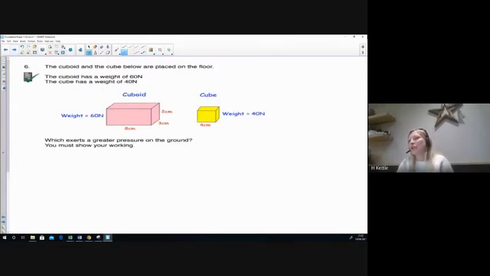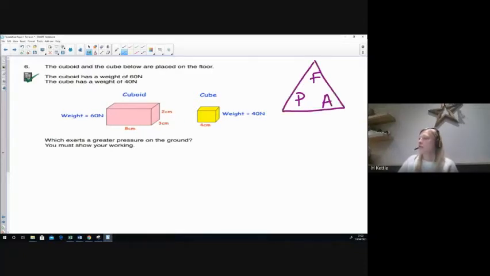Okay, the cuboid and the cube below are placed on the floor. The cuboid, that's the pink one, has a weight of 60 newtons, and the cube has a weight of 40 newtons. Which exerts, so which gives, a greater pressure on the ground? You must show your working. For this, we need the formula pressure, force, area. So it's another triangle to remember. Pressure, force, area. If I want the pressure, I'm going to cover that up and do the sum that's left behind. So that would be force divided by area.